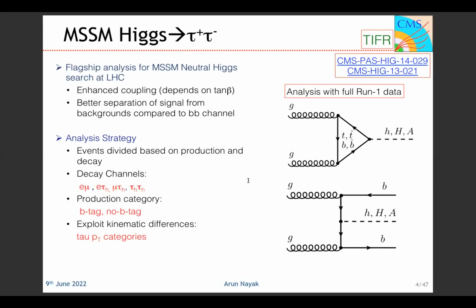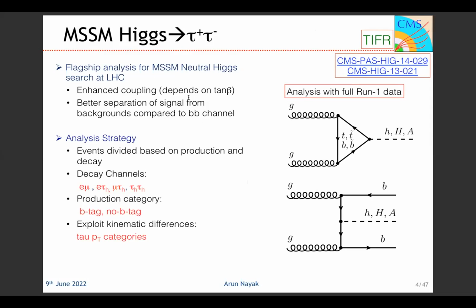So first of all, this is MSSM Higgs to tau tau. I have marked which groups have contributed here, and also the PAS and the CADI lines, the CMS paper numbers. If anyone would like to add some new analysis which I may have forgotten, please let me know, I can add it later. In some places I have also marked the thesis number of some of the students. I may have missed some of them, so please let me know, I can update the slides. Okay, so this is about MSSM Higgs to tau tau.